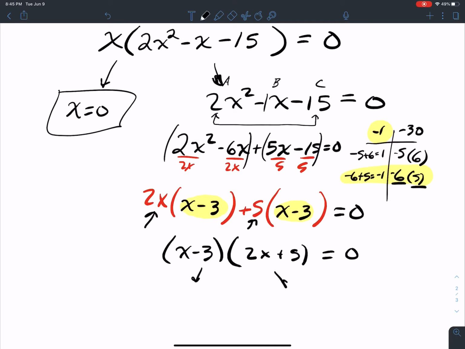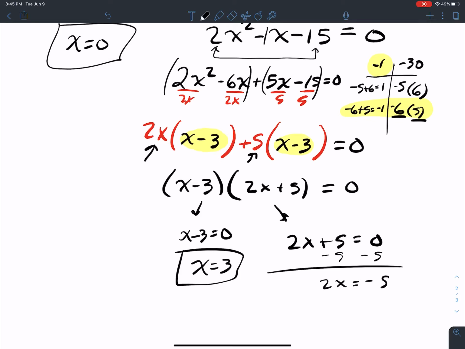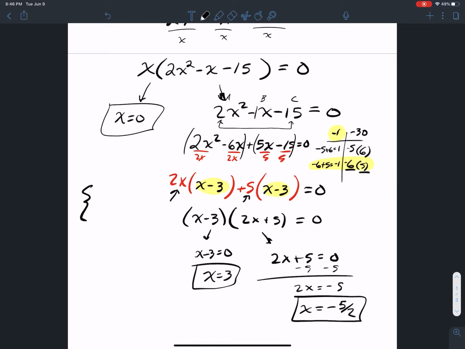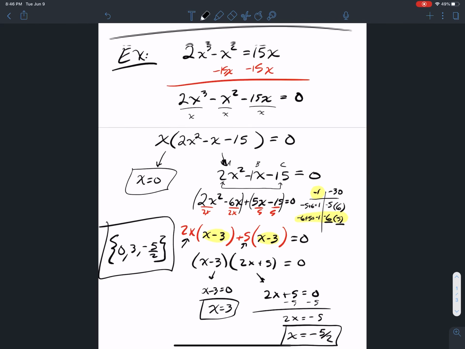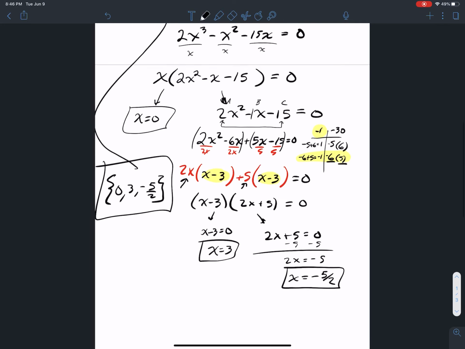And if I set each of those pieces equal to 0, x minus 3 equals 0, 2x plus 5 equals 0. x equals 3, that's another solution. And then minus 5, 2x equals negative 5. Divide by 2, I get x is equal to negative 5 over 2. So I've got 3 solutions for this problem. My solution set is 0, 3, negative 5 over 2. Okay. All right, 2 more.